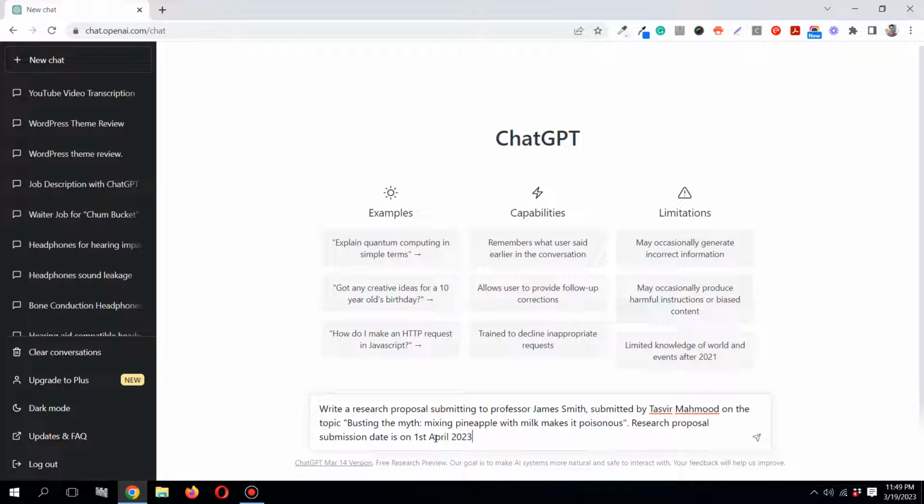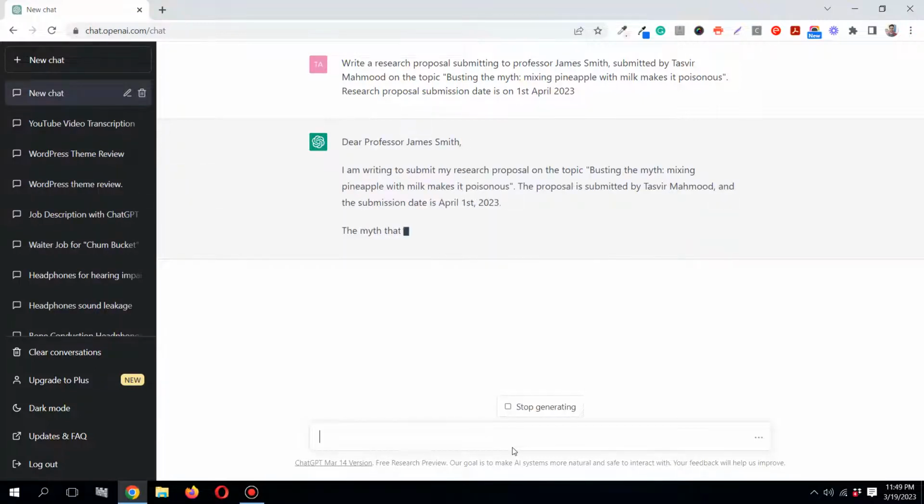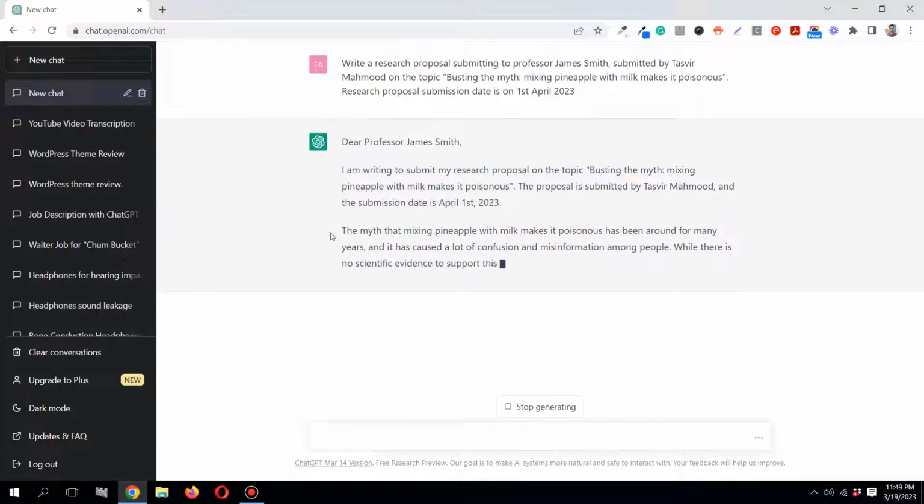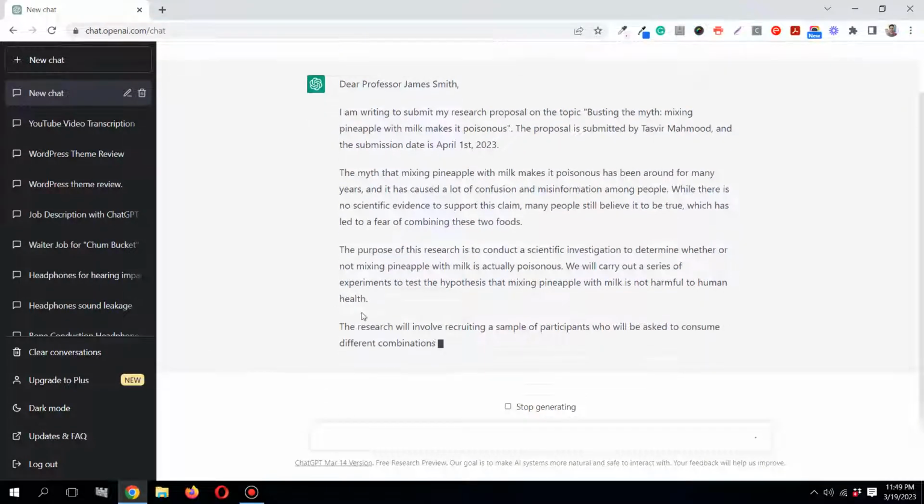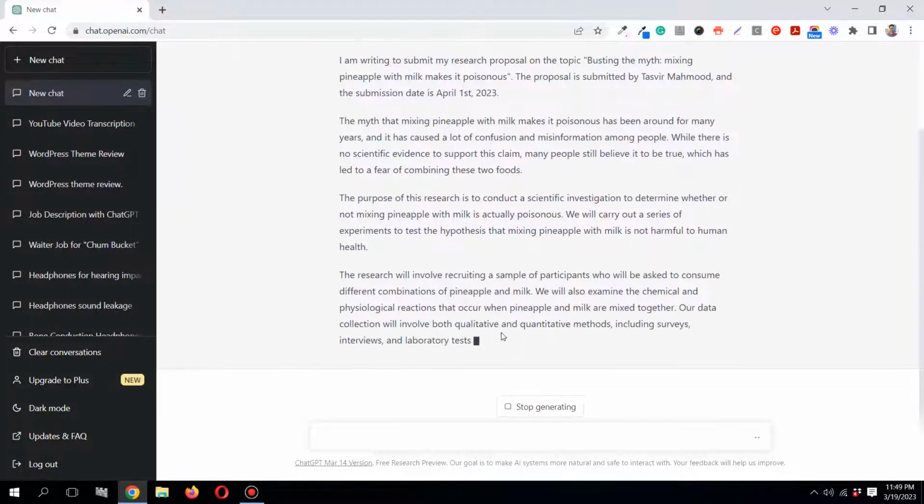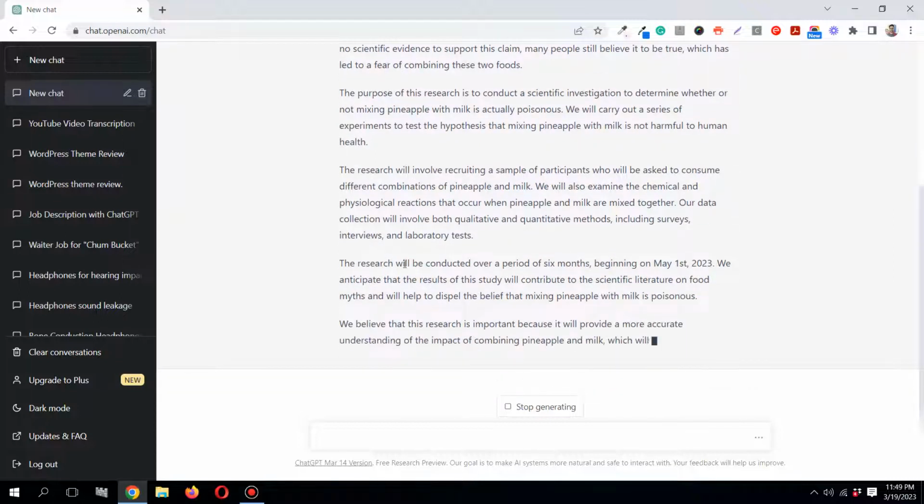1st April 2023. Write a research proposal submitting to Professor James Smith, submitted by Tasveer Mahmood on the topic busting the myth, mixing pineapple with milk makes it poisonous. Research proposal submission date is on 1st April 2023. Okay, let's just hit enter and see what comes up. You can see it's writing the brief introduction, research areas, research period.